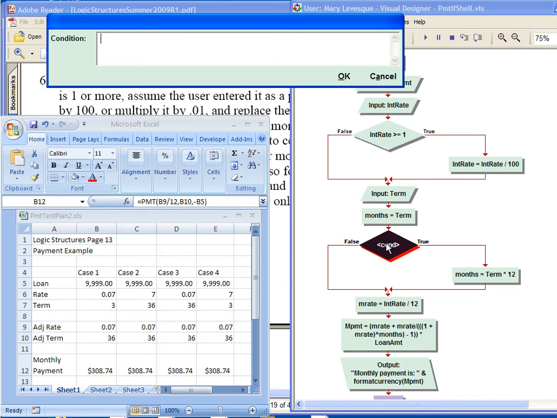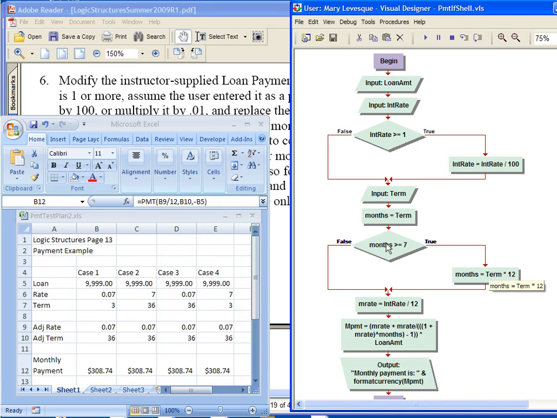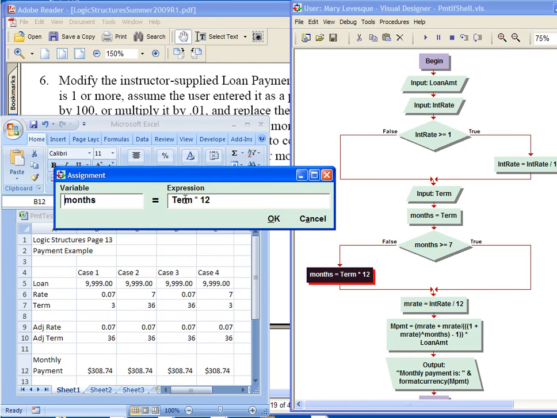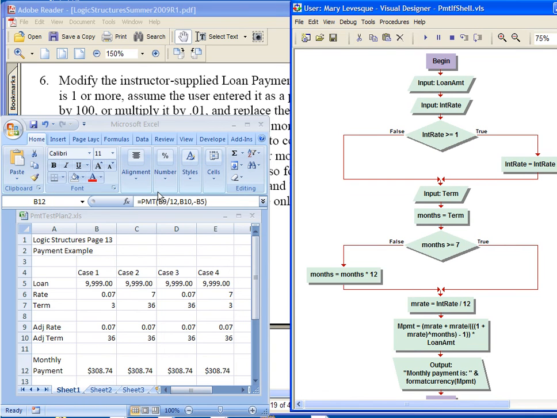I could do this one 2 or 3 different ways, I think. Months greater than or equal to 7. Oh, if that's the case, if it's already in months, I don't need to multiply it. So I have this box in the wrong spot. So months equals, and let's make it months times 12. Okay.